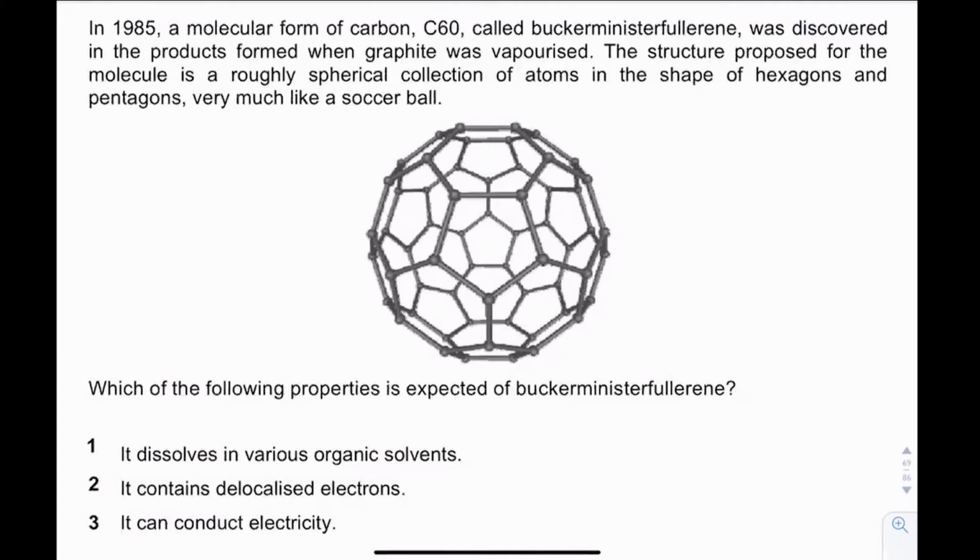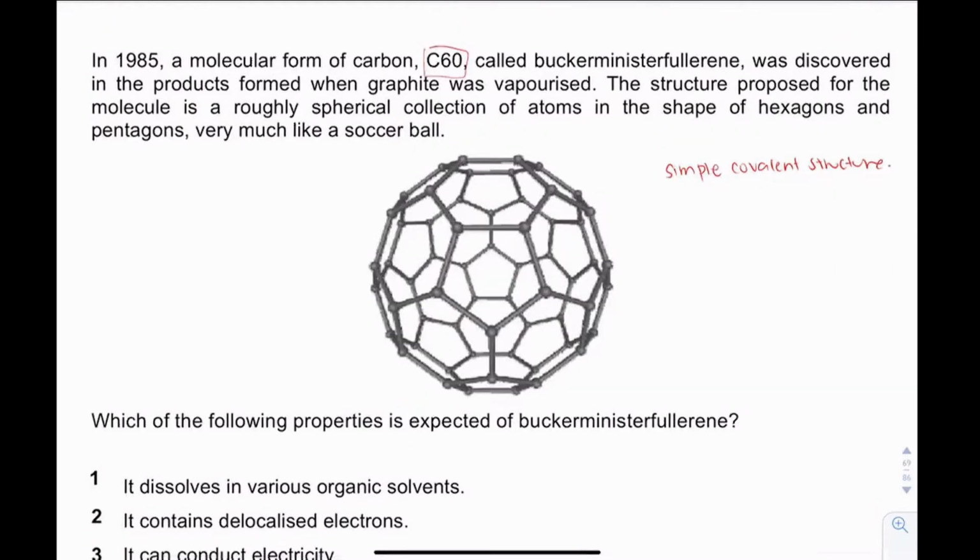So over here, let's take a look at what is the structure. Buckminsterfullerene has a simple covalent structure. Some people are very surprised because most people will think that, oh hey, this looks like a giant covalent structure. However, take note, it's not. How do you know? The biggest hint will be the formula. The formula for Buckminsterfullerene is C60. Do you remember what's the formula for diamond and graphite? It's just C.